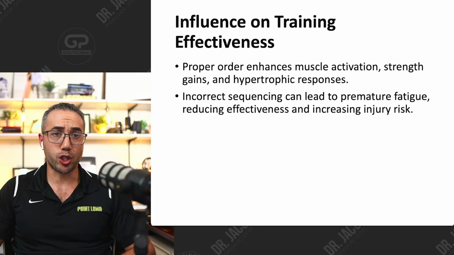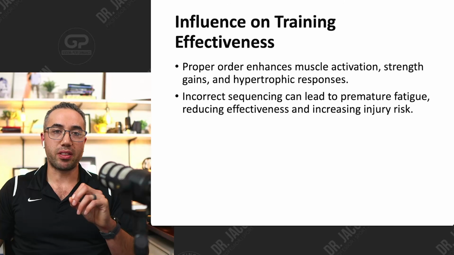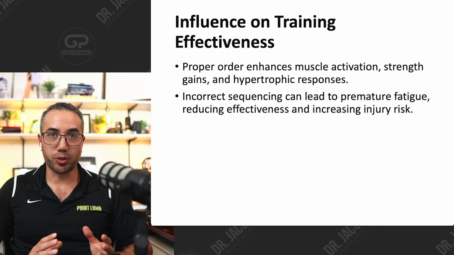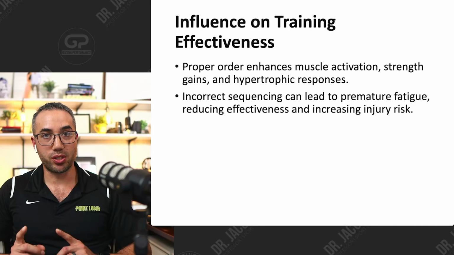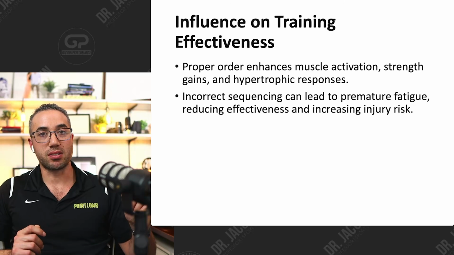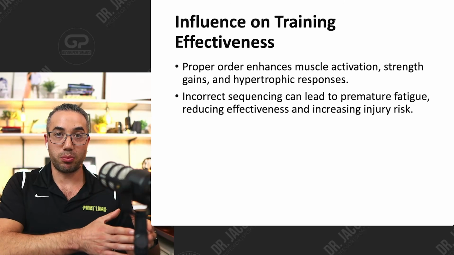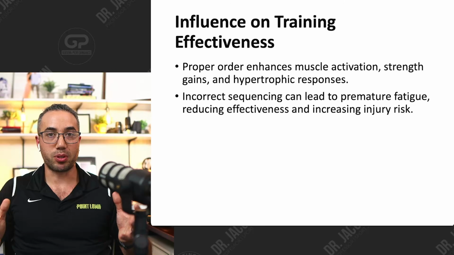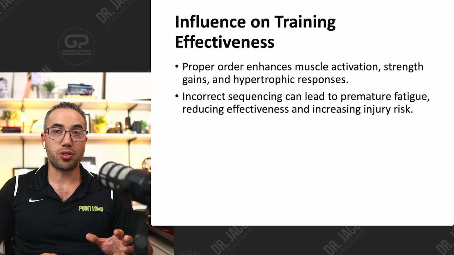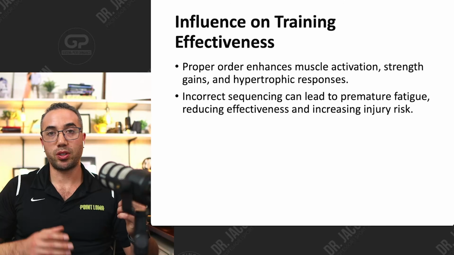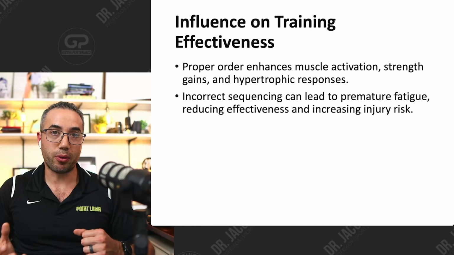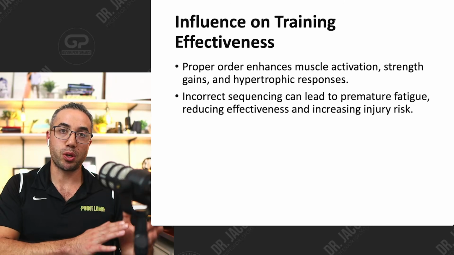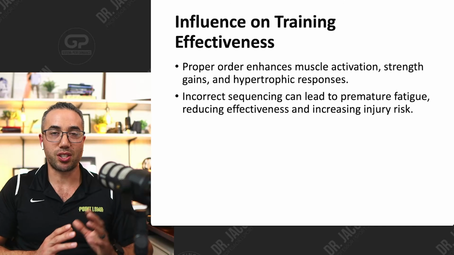And then also influence on training effectiveness. We want to think about things that enhance muscle activation, strength gains, hypertrophic responses. So maybe if the goal is hypertrophy, maybe you actually do want to pre-exhaust a muscle in an isolation movement before going to a compound movement. Okay, that's an advanced hypertrophy technique. Maybe you want to do something like a back squat before doing a vertical jump if your goal is power training. That's an advanced power programming thing called post-activation potentiation, PAP.